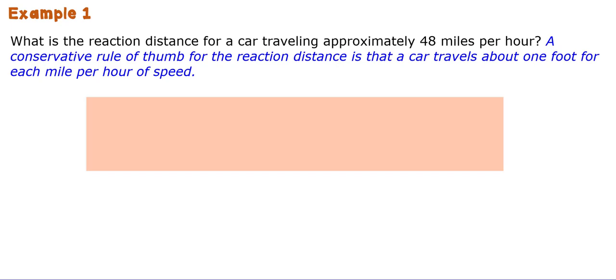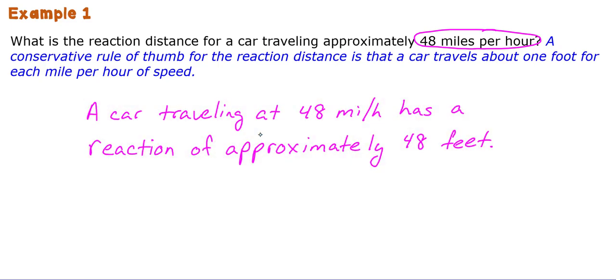So in this first example, what's the reaction distance for a car traveling approximately 48 miles per hour? A conservative rule of thumb is the reaction distance is that the car travels about 1 foot for each mile per hour speed. So in this case, if you're traveling at 48 miles per hour, your reaction time at 1 second would have your car traveling approximately 48 feet.